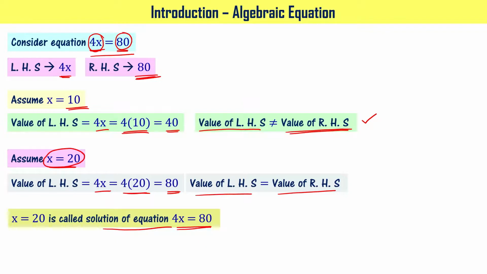In this particular case, we have seen that value of LHS is not equal to value of RHS when you substituted x equal to 10, right? That's why you say that x equal to 10 is not a solution to the given equation. X equal to 20 is called solution of the given equation because value of LHS is going to be equal to value of RHS when you substitute x equal to 20 into the given equation, right?